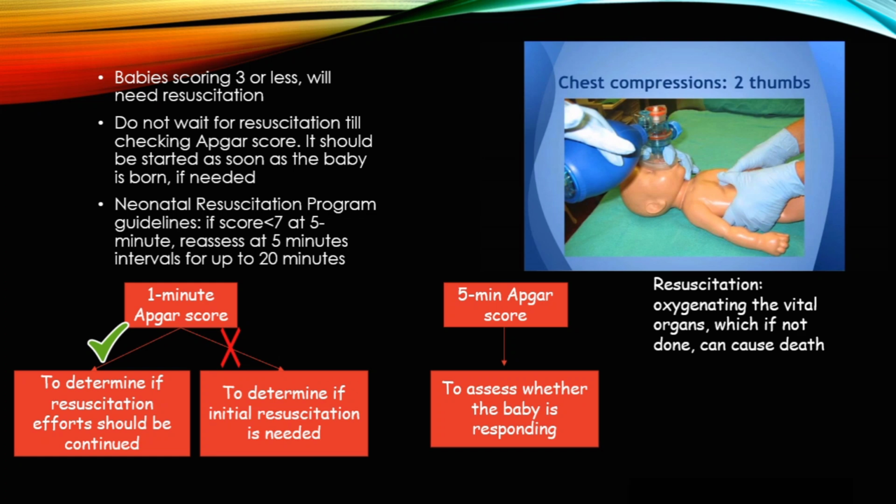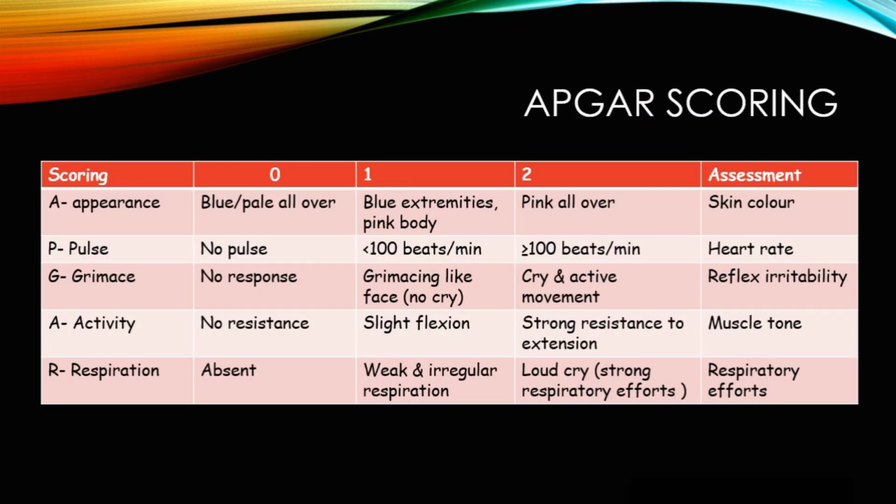I have arranged the format of APGAR score in a tabular form here to make it easier to understand. Let's have a look once again. A stands for appearance, which we assess through skin color. P stands for pulse, which we assess through the heart rate. G for grimace, which we assess through reflex irritability. A for activity, assessed by muscle tone, and R for respiration, where we have to look for the respiratory efforts.